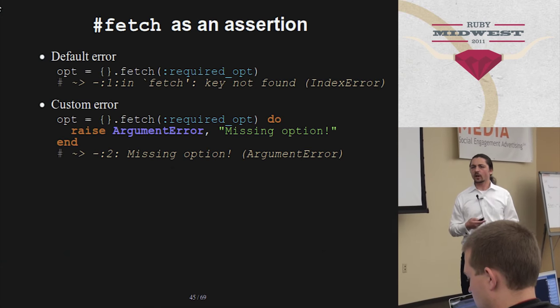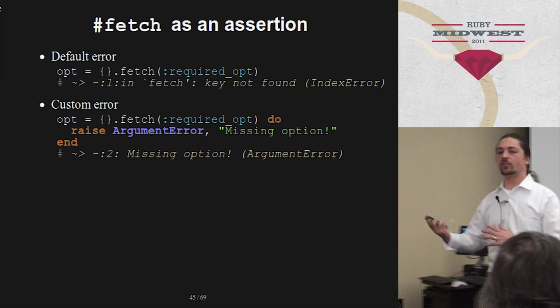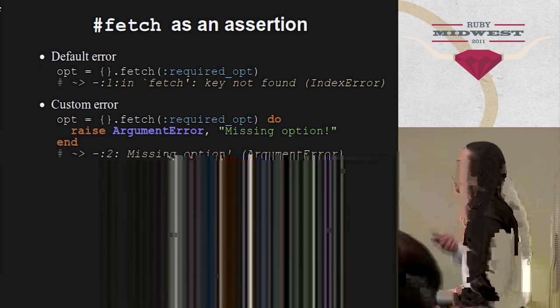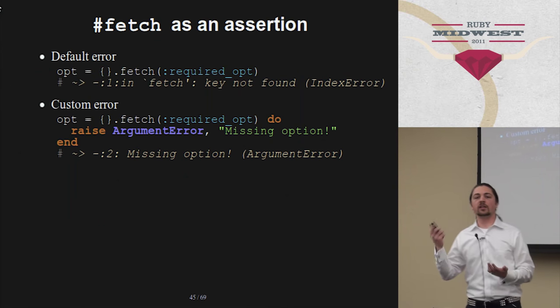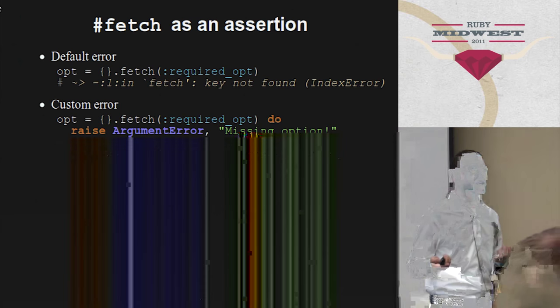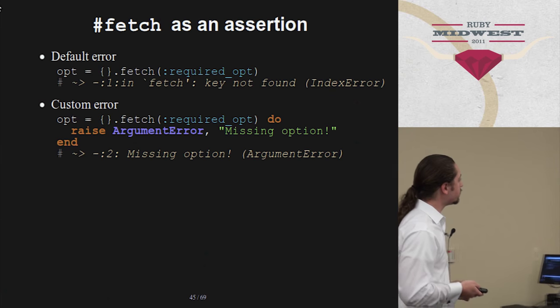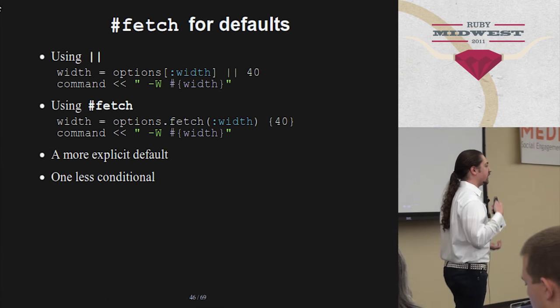So you can use fetch as an assertion. You can say fetch instead of using square brackets, and by default, if you don't specify a block, it'll raise an exception if that key is not there. If you want to be a little bit more explicit about what went wrong, you can raise an explicit exception in the block there. You can also use it for defaulting. So instead of using the OR operator, you can specify a default value in the block to fetch.